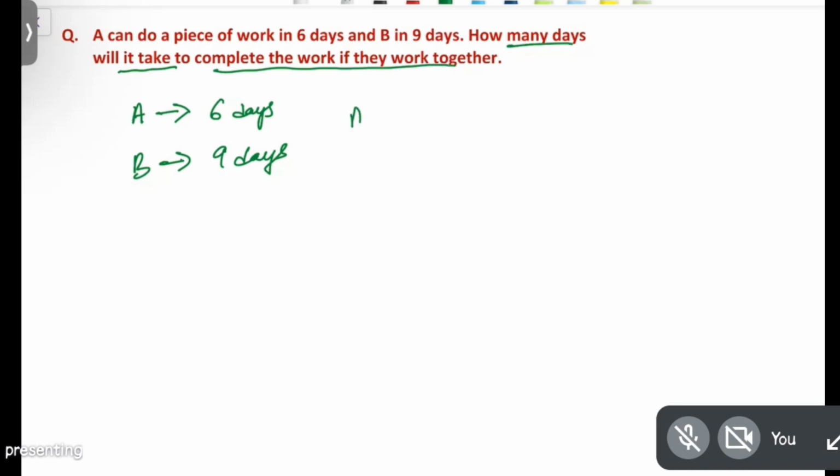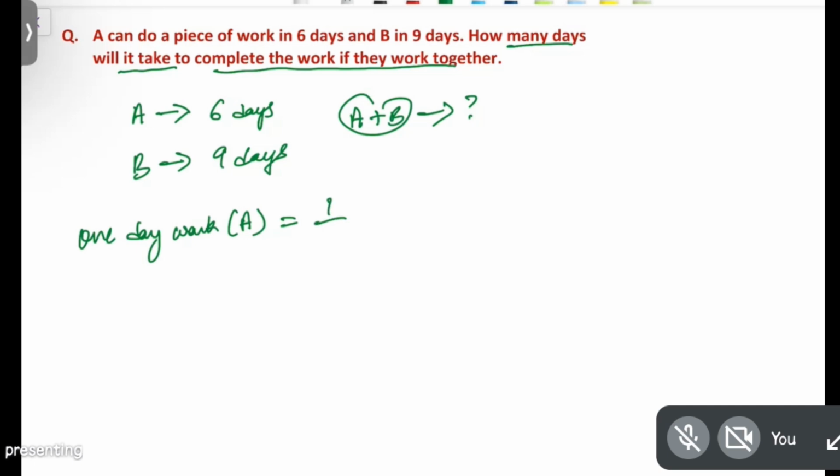If A and B work together, then how many days will they take to finish the same work? I'll start with the basic approach. We have learned that if A can finish in 6 days, then 1 day work of A is nothing but the reciprocal of this, 1 by 6.